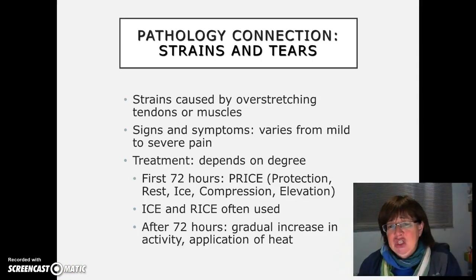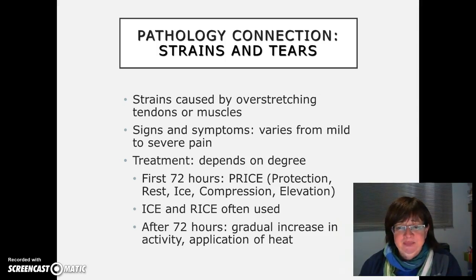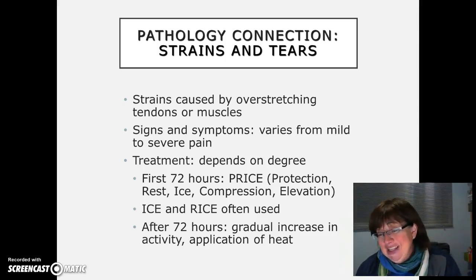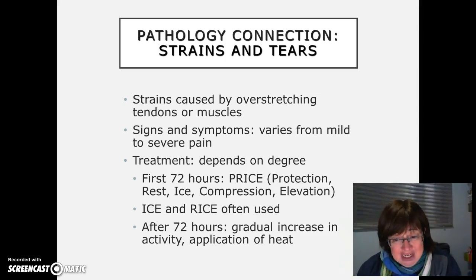Now, sprains and strains are very common in muscles, and they're caused by the overstretching of a tendon or a muscle. They can be mild or severe. Now, there's PRICE, ICE, and RICE. PRICE is protect, rest, ice, compression, and elevation. RICE is rest, ice, compression, and elevation. And ICE is just ice, compression, and elevation.